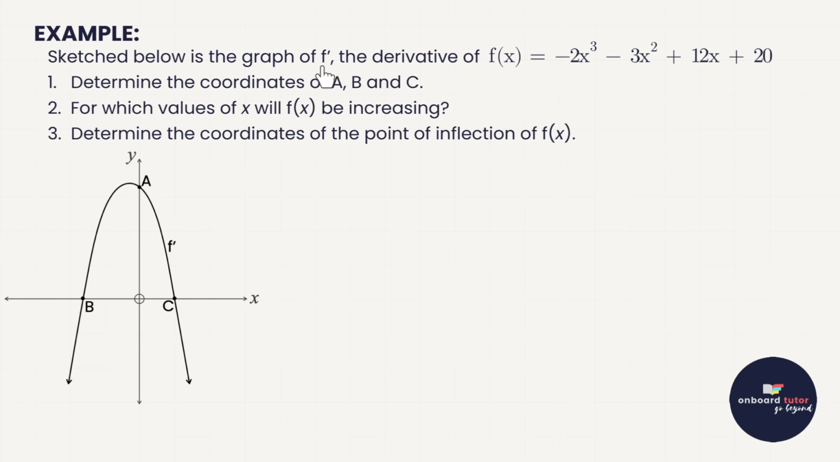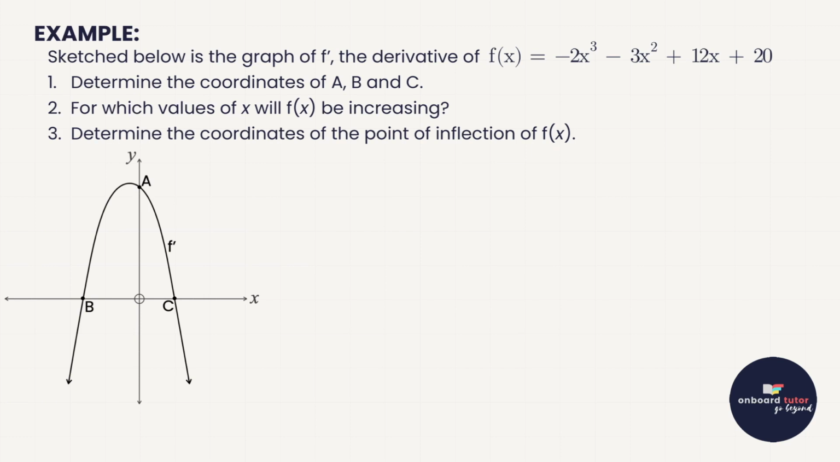So sketched below is the graph of f prime, in other words, the derivative of f of x. And then they tell us here what f of x was. That would have been a cubic function, to the power of 3. Then they say determine the coordinates of A, B, and C. What's happening at A, B, and C? Those are all intercepts. So this is a parabola, even though I'm sitting here in a calculus section. If I want to get the coordinates of intercepts, for a y-intercept I want to let x equal 0, and for an x-intercept I want to let y equal 0. So what I need to do is actually work out the equation of this.